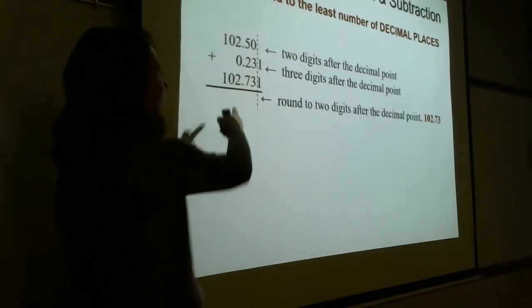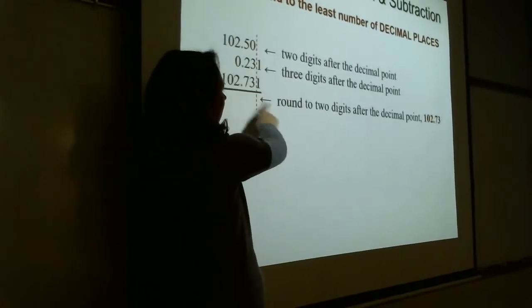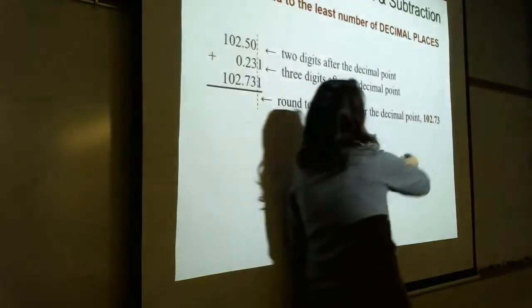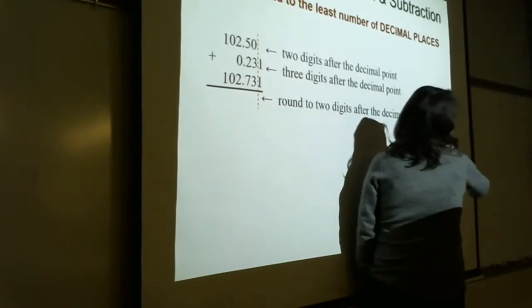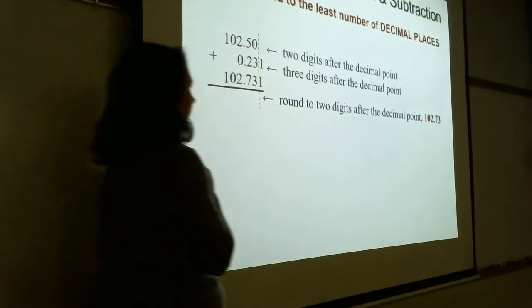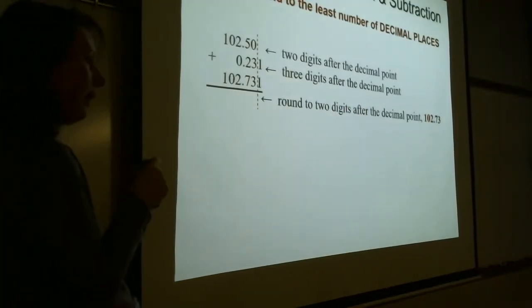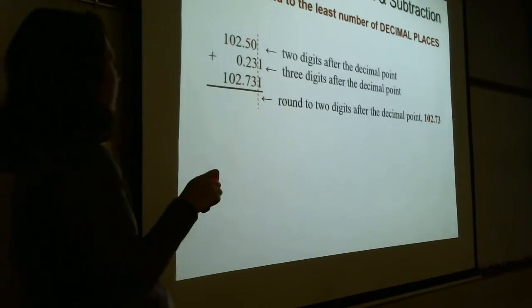But again, my calculator isn't gonna know that. When I punch this all into my calculator, the calculator's gonna say 102.732, right? Because it doesn't know sig fig rules. It just knows what you've punched in. You need to remember, okay, I have to round based on accuracy.